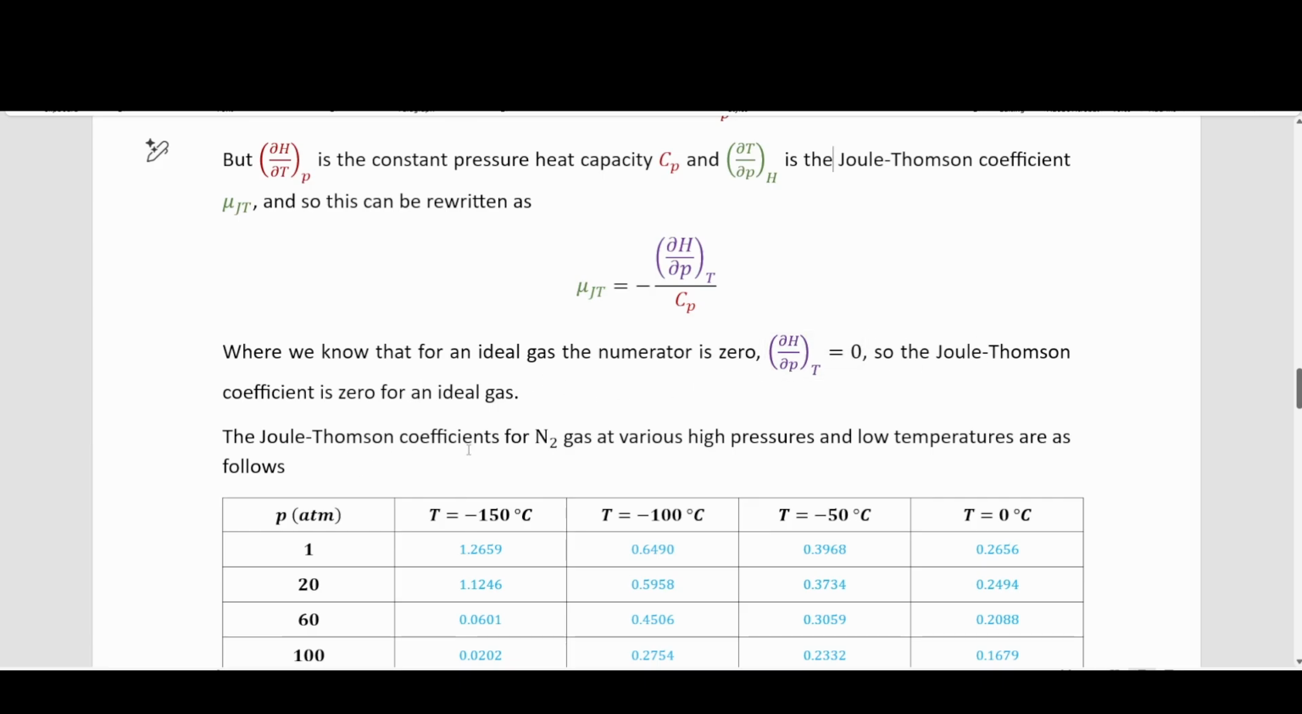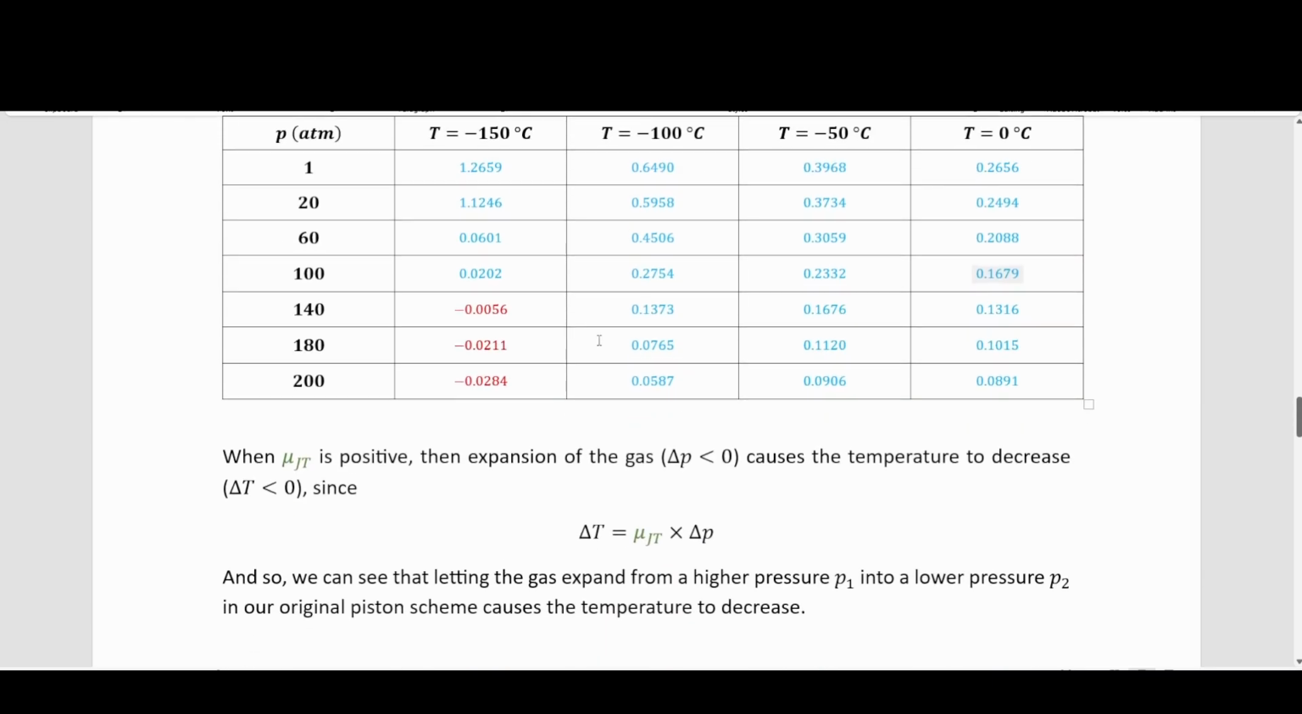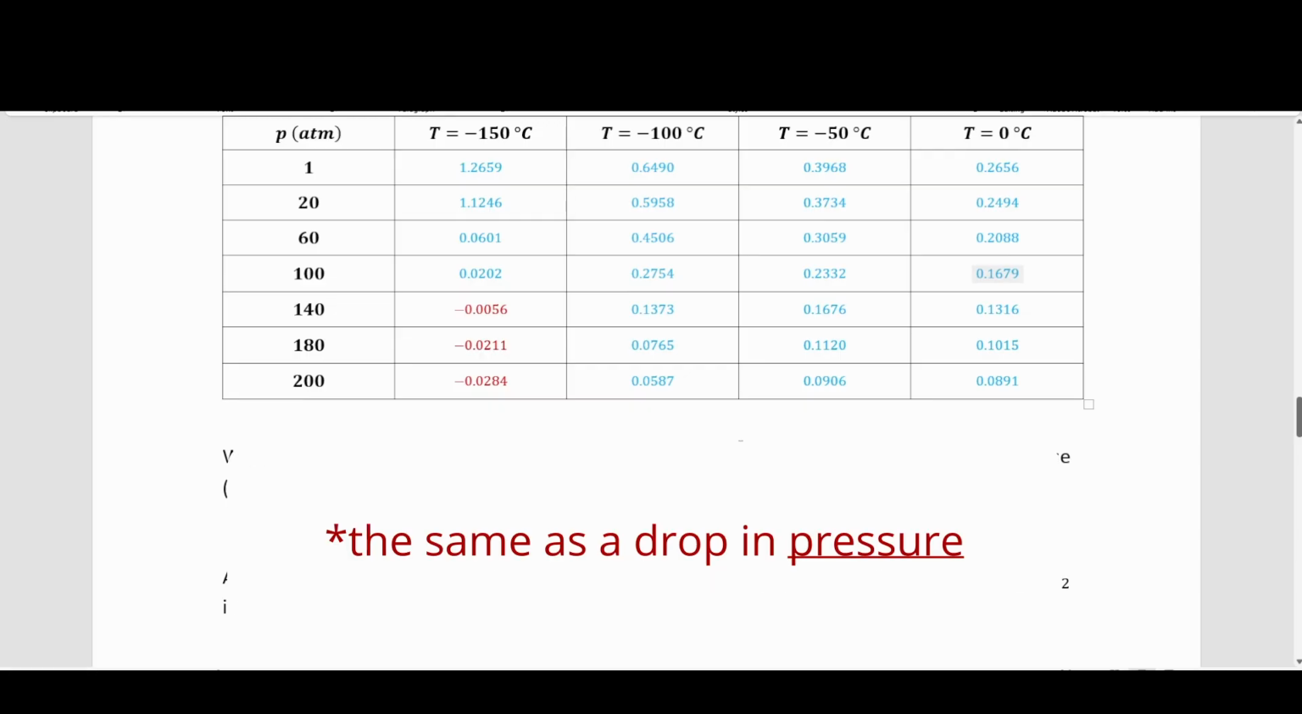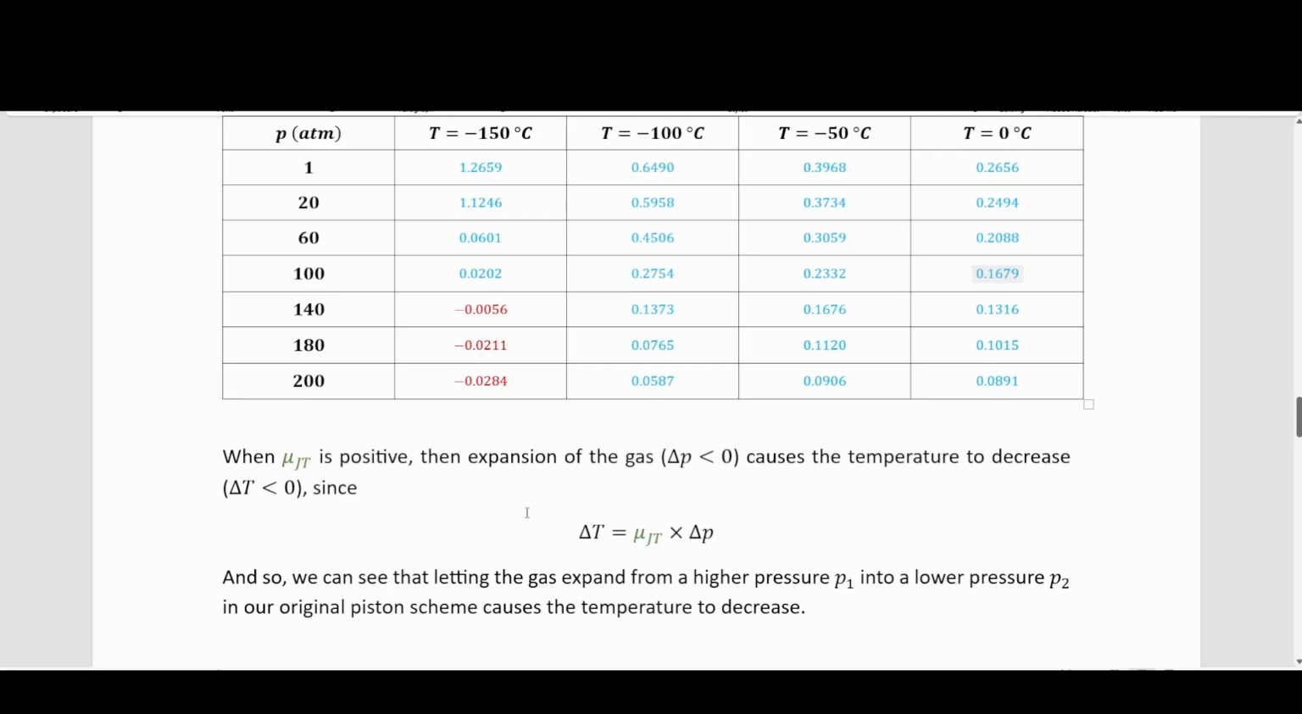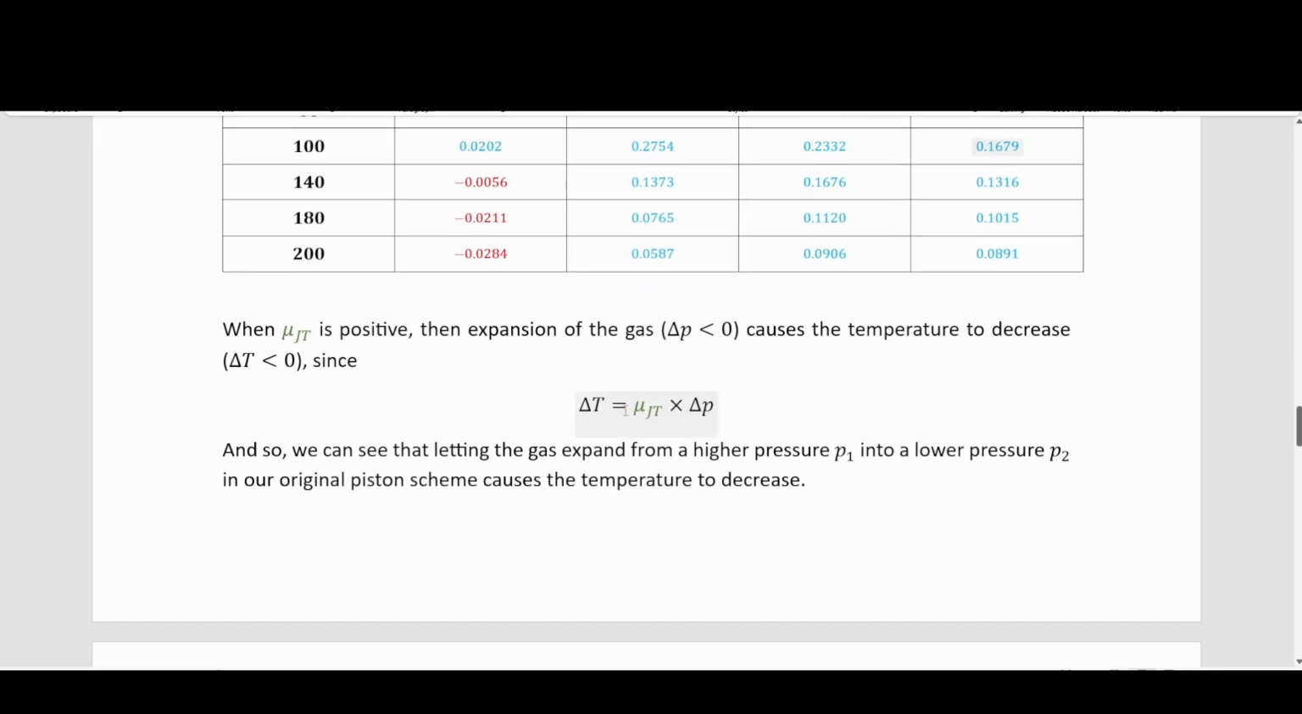The Joule-Thomson coefficients for a real gas, like this nitrogen, at various pressures and low temperatures are as follows. So we can see here the stuff in blue is positive, stuff in red is negative. Where the Joule-Thomson coefficient is positive, the expansion of the gas, which is the same as a drop in pressure, causes the temperature to decrease, which means that the change in temperature, equal to this Joule-Thomson coefficient times the change in pressure, would be negative.